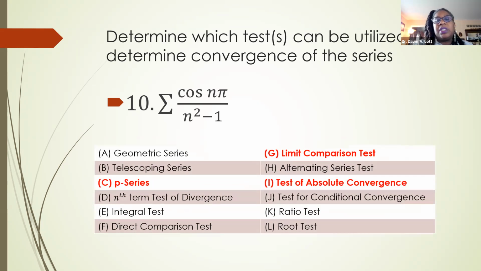You're going to have to put it in absolute values, because the cosine of n pi goes back and forth between -1 and 1. So if you limit it by doing an absolute value, then after you get the absolute value, you can do a limit comparison to a P series.